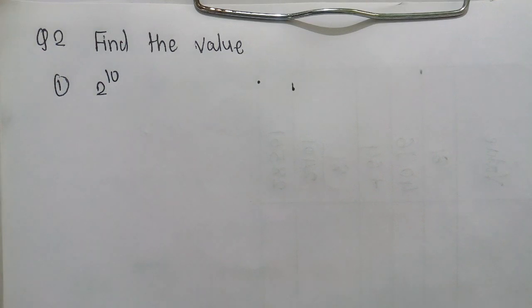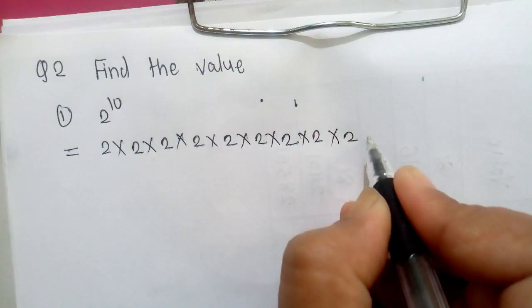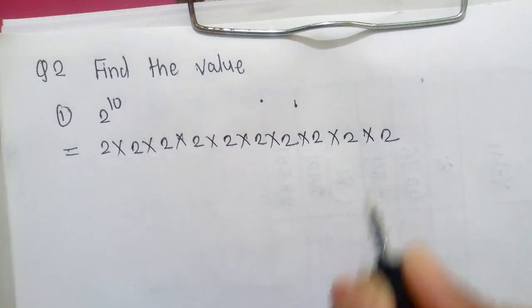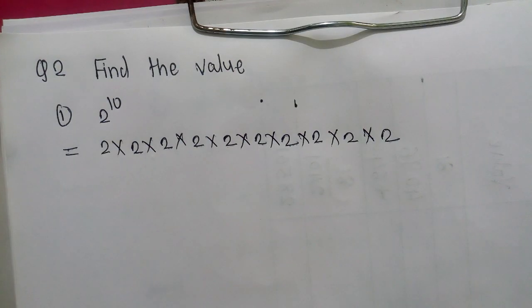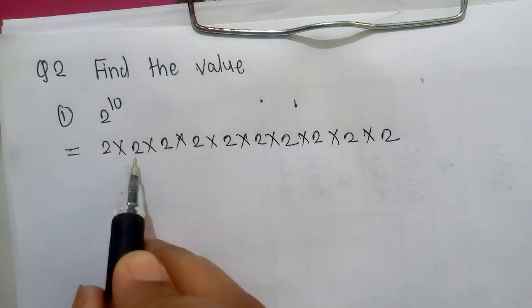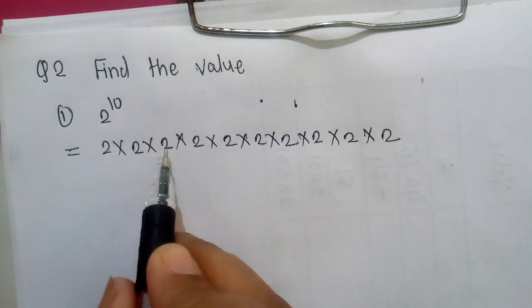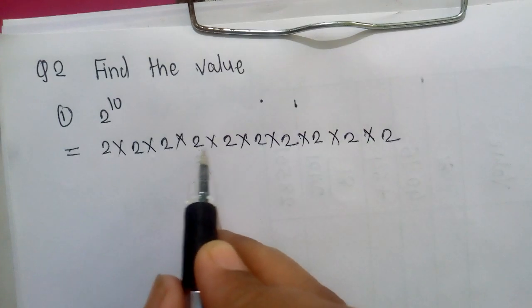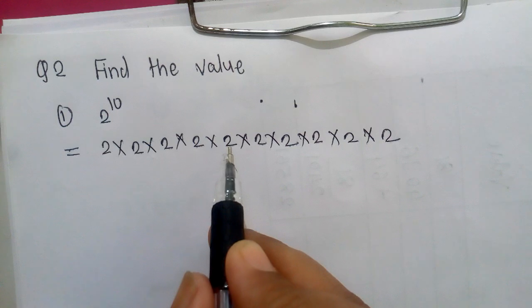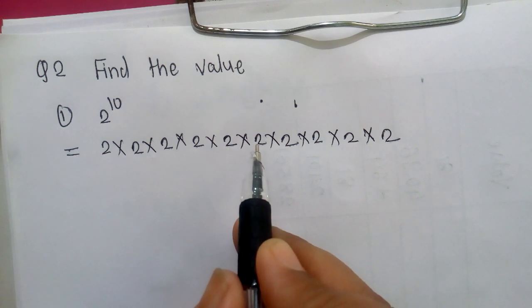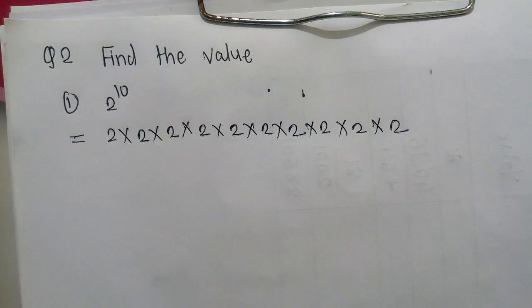Find the value. First example, 2 raised to 10. 2 raised to 10 means we will multiply this 2 how many times? 10 times. So 10 times we have multiplied these 2s. So we will see multiplication. 2 2s are 4. 4 2s are 8. 8 2s are 16. 16 2s are 32. 32 2s are 64. 64 2s are 128. So 128 2s are 256.